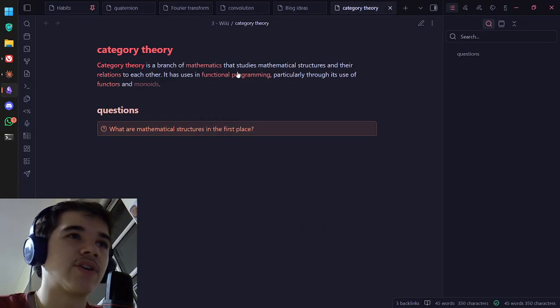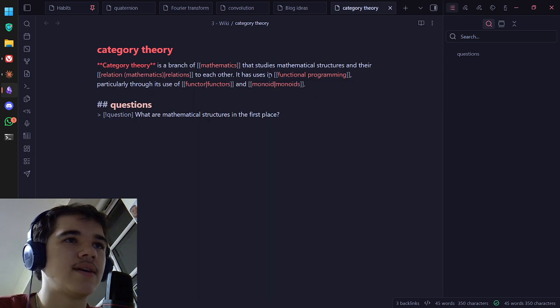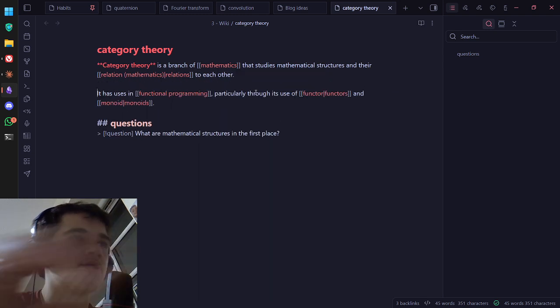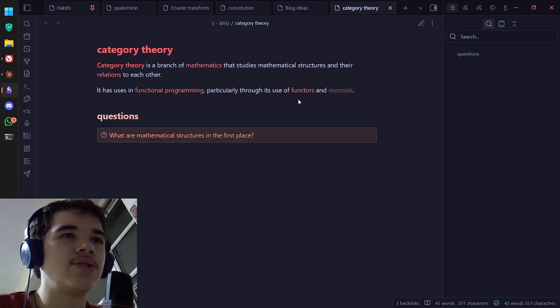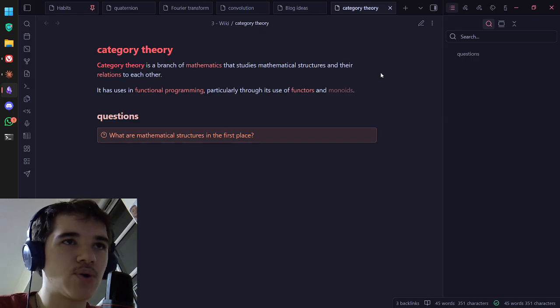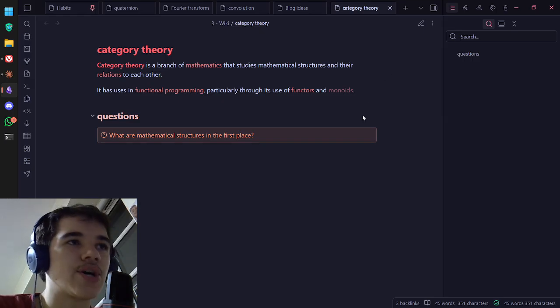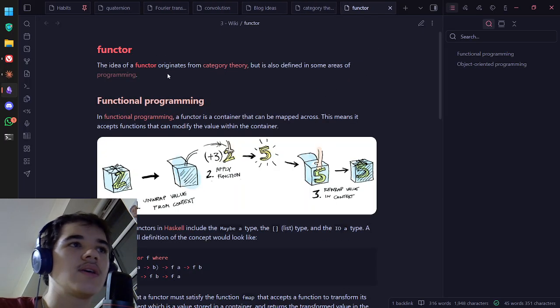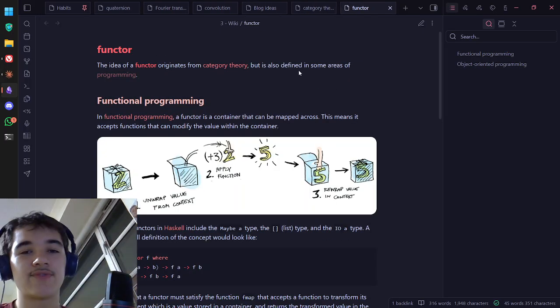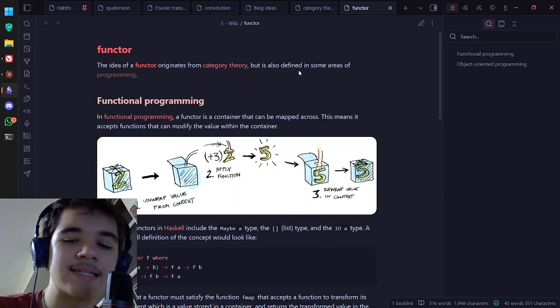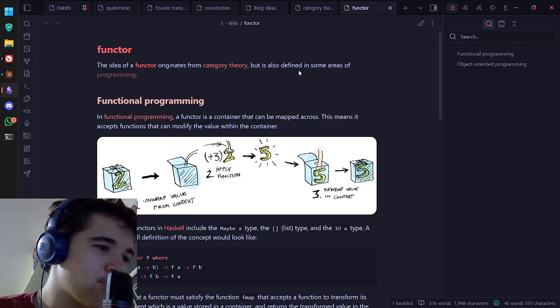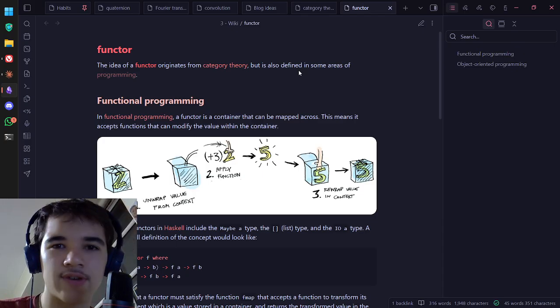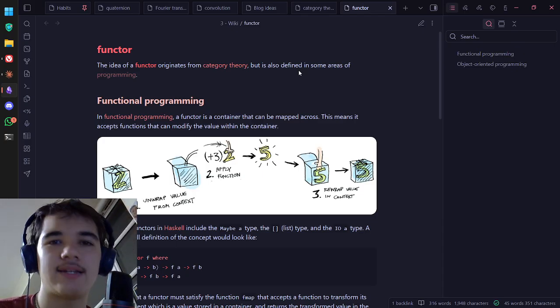It is used in functional programming. I think, just for saying that, I should probably extend this to a different space, particularly through its use of functors and monoids. Yes. So I do actually have notes on what a functor is. So the idea of, well, first of all, from what I recall, a functor is a mapping of one category to another, or one set to another.